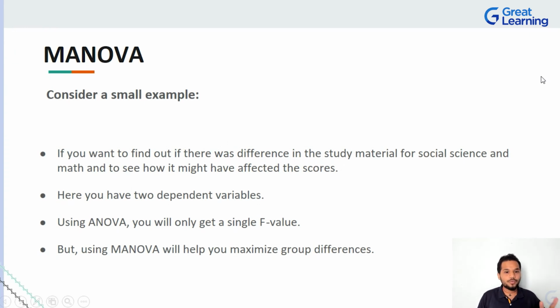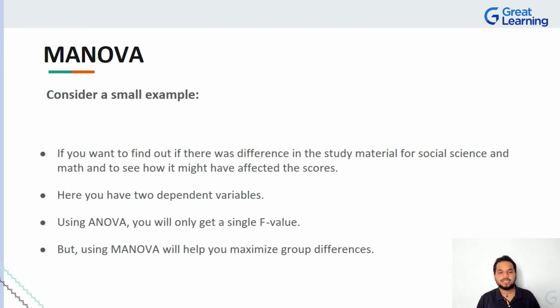Now here you have two dependent variables at hand. And what happens if you use ANOVA? If you use ANOVA, you can find out all the means, you can find the grand mean, and you can find the F ratio, you can find everything between data variance and all of that. Instead of actually using one single F value and knowing that it might not give you the result you're looking for, when you use MANOVA, it will basically help you maximize all the differences that exist.